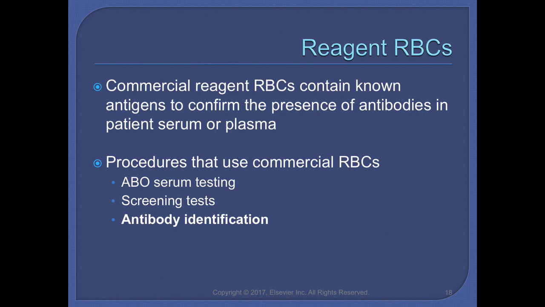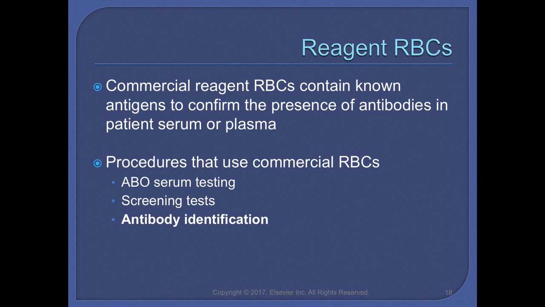So in the blood bank, you typically follow the procedure that the manufacturer includes with the reagent. Some of them will follow the ABO serum testing. So we use serum for reverse grouping with the reagent red cells.